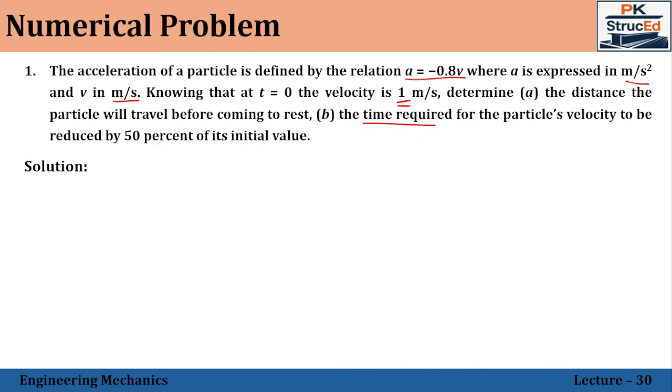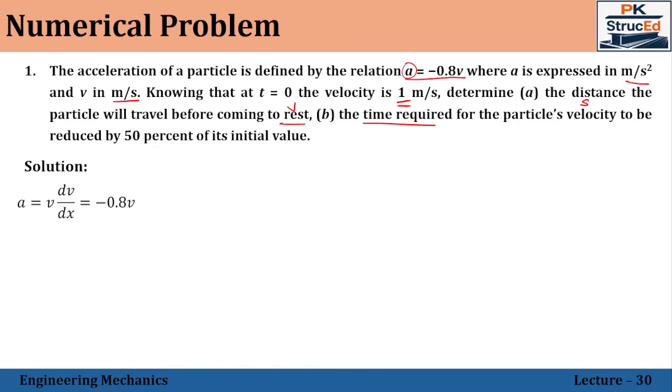First, we need to have the equation. Acceleration is given in terms of velocity. So in that case, we can use either a is equal to dv by dt, or a is equal to v into dv by dx. Any of these two can be used. Let us start with the first question. Here we need to find the distance the particle will travel before coming to rest. In this case s is available and v is available, so we need the acceleration equation which has s and v.